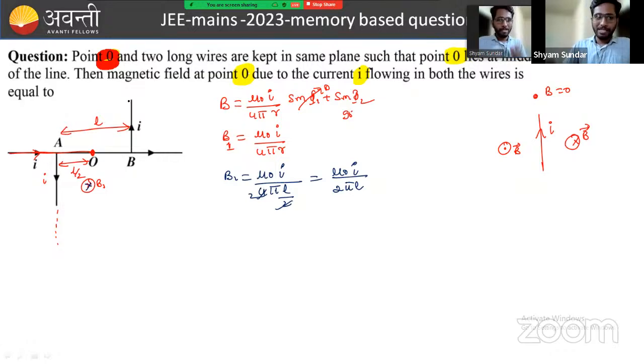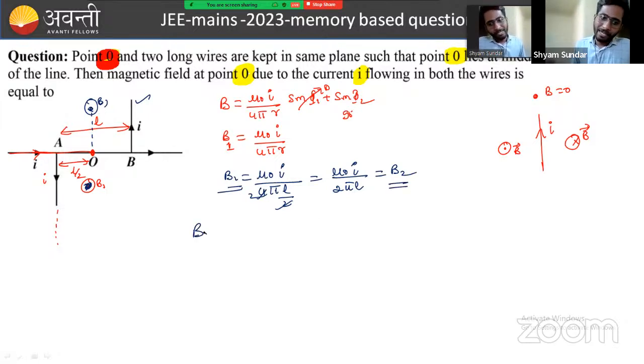Similarly, along the line of this wire, the field will be 0. It is going in the upward direction. Put your finger in the upward direction and curl your fingers. On the right-hand side it will go inside, and at point O it is coming outside. So at point O, B2 is also coming outside. Both are coming outside, hence we can easily add them. The same current is flowing, hence the magnetic field intensity for both is equal. B1 is equal to B2.